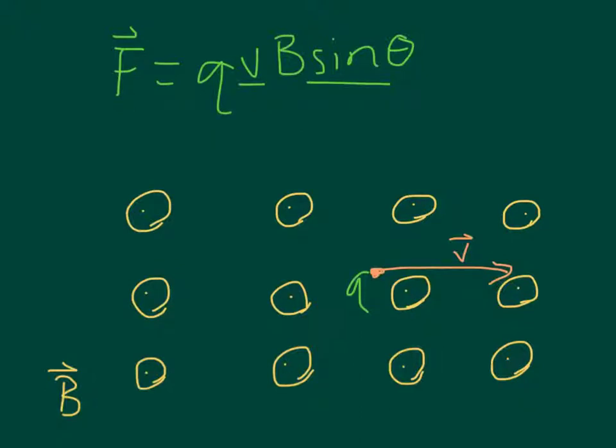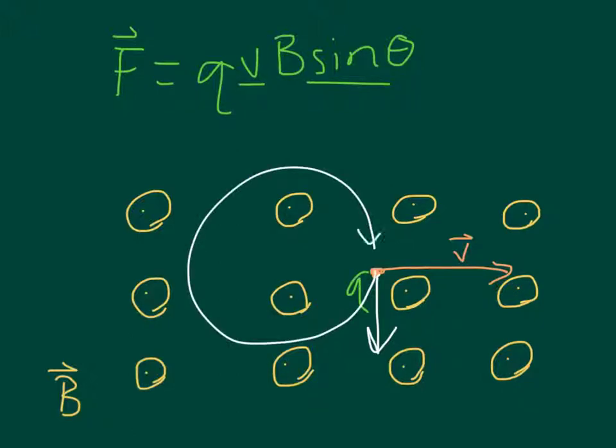In this case, the force will act in this direction. This is always perpendicular to both the velocity and the magnetic field lines. This will cause the charged particle to move in a circular pattern, like this.